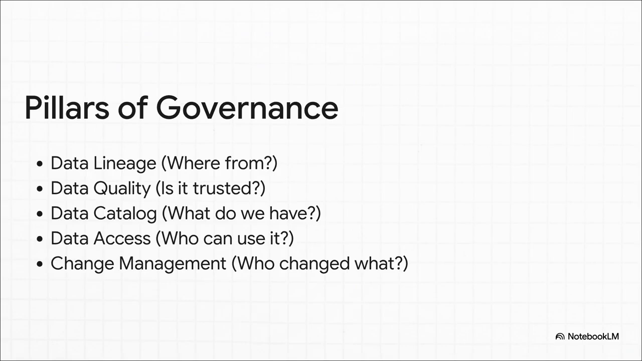But for data ops to actually work, you need a rock-solid foundation of governance. You have to be able to answer these 5 absolutely critical questions. Where did this data come from? Can we actually trust it? What data do we even have? Who has permission to see it? And who changed what and when? If you can't answer those, you can't have reliable analytics.